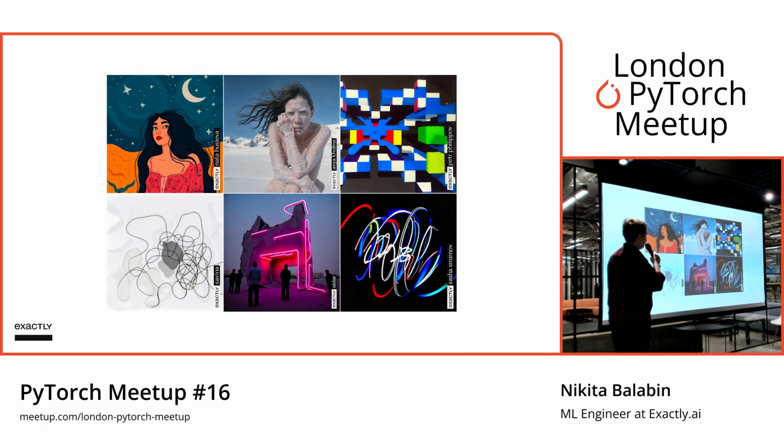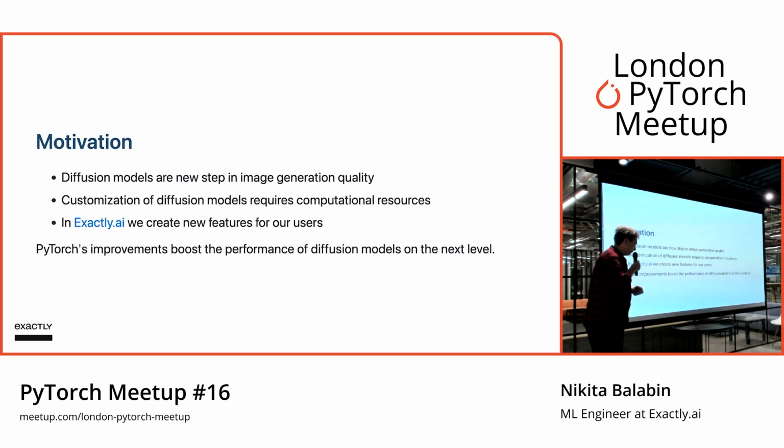So we need to create very diverse models instead of using some general ones like basic stable diffusion. So we need a lot of fine-tuning models and creating new features. So next slide. So that's why we're so motivated in high performance for PyTorch.